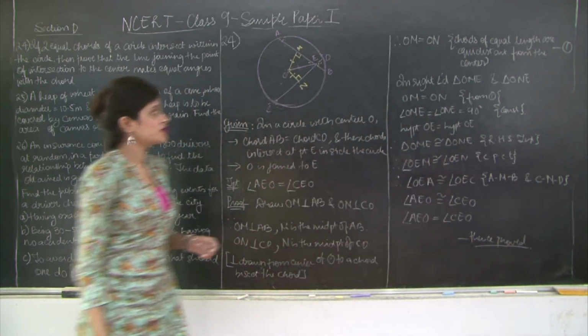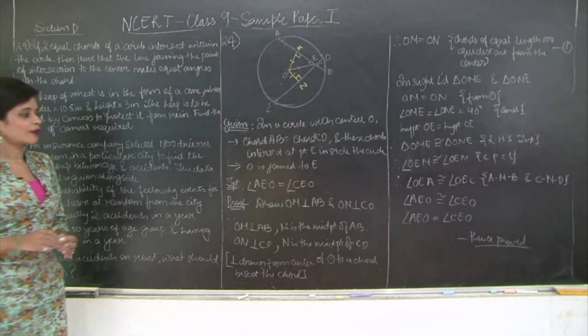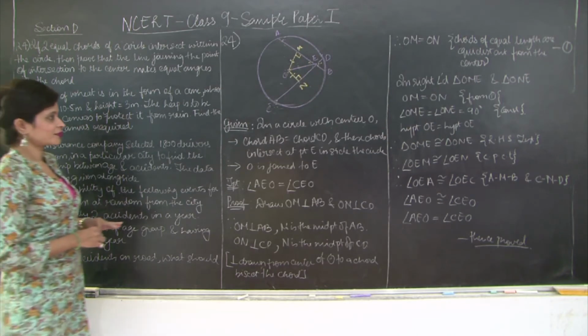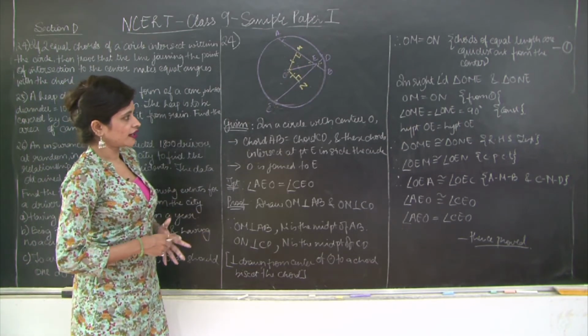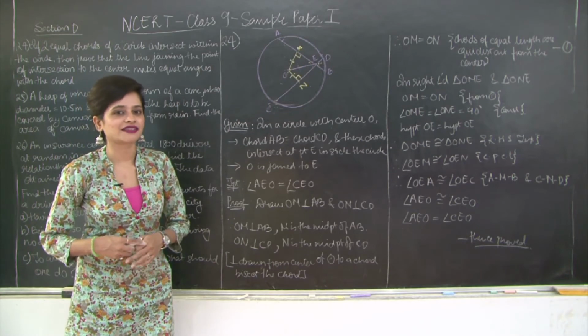So this was about the proof. Question number 24. It's a very important one and can come for at least 4 to 5 marks.